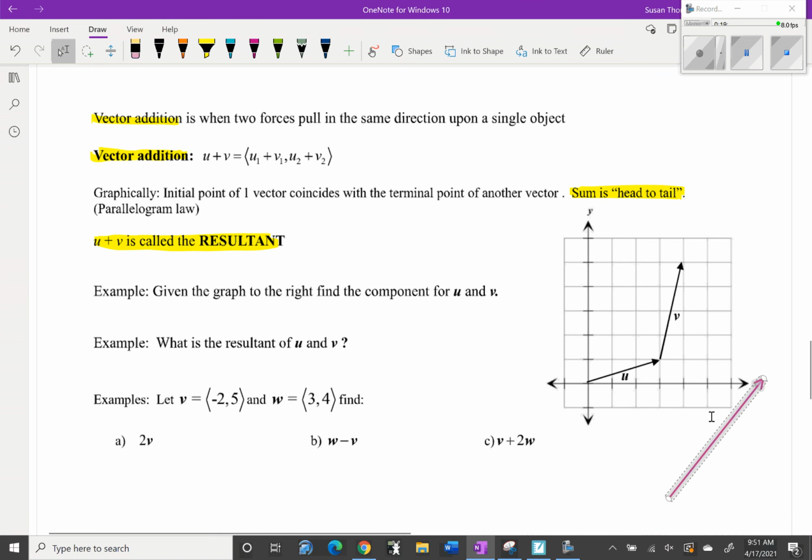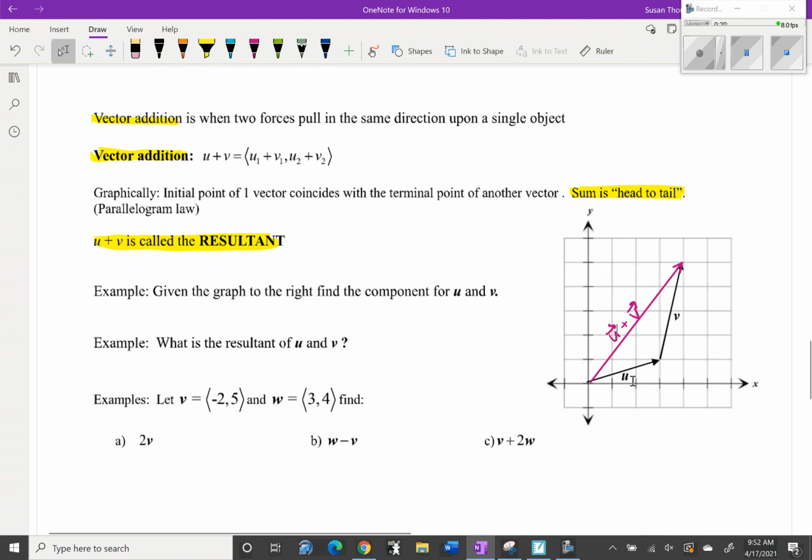So over here, if I were to add these two vectors together, the resultant would be this vector right here. So notice that, again, it's always head to tail when you are adding the vectors together, and the resultant would be from this, where we started, all the way to the terminal point of the second vector that you're adding. So this is vector u plus vector v.